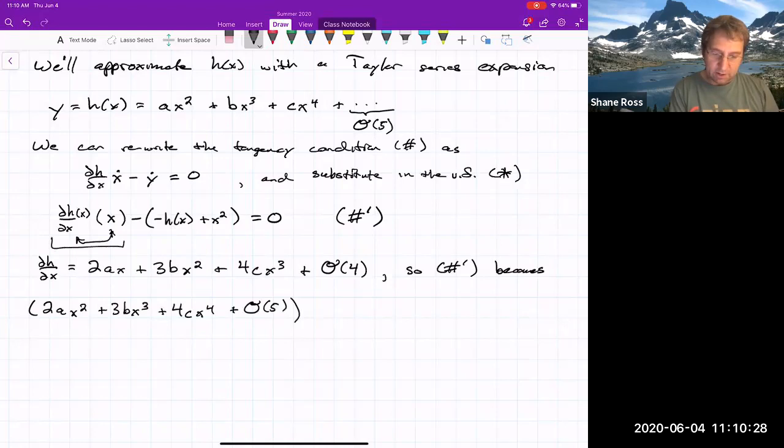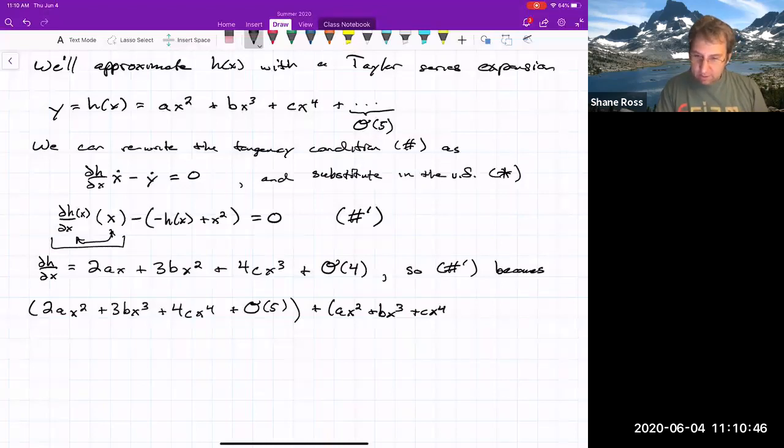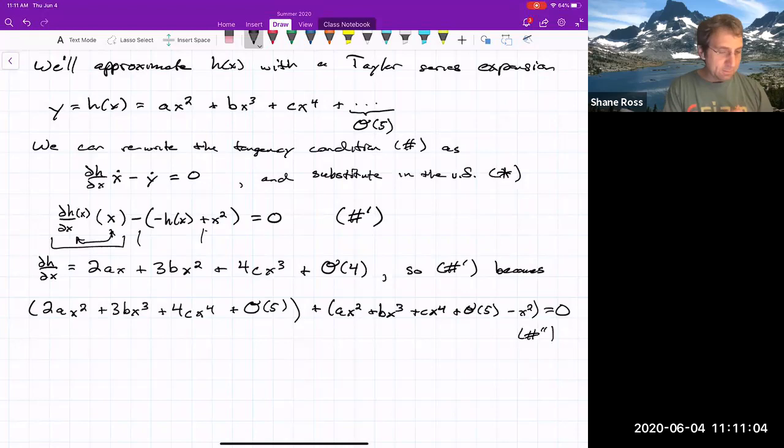Okay, that's the first part here. Minus, and a minus of a minus, what are we getting? We get plus ax squared plus bx cubed plus cx to the fourth plus terms of order 5. And then let me not forget, I'll have minus x squared equals 0. Okay, maybe I'll call this equation pound prime prime.